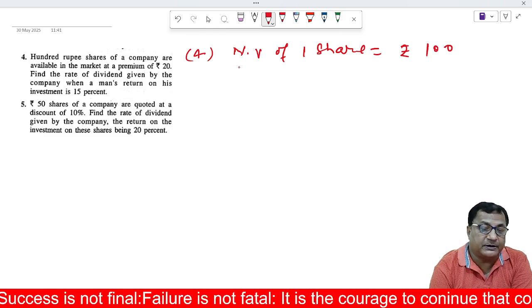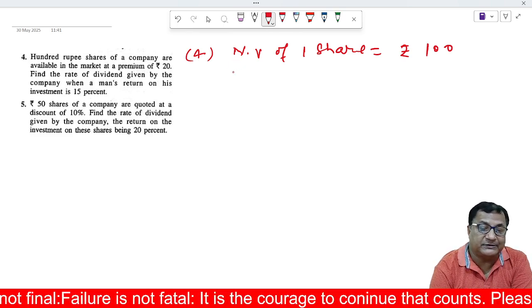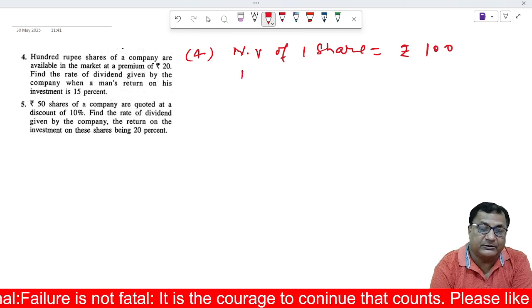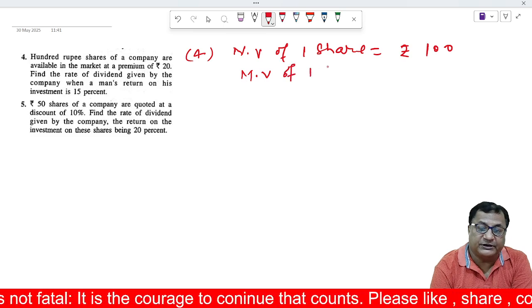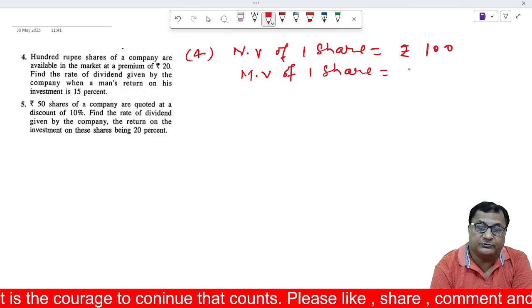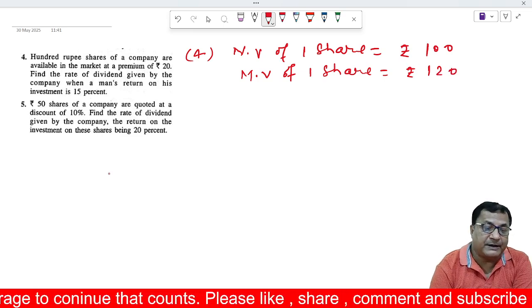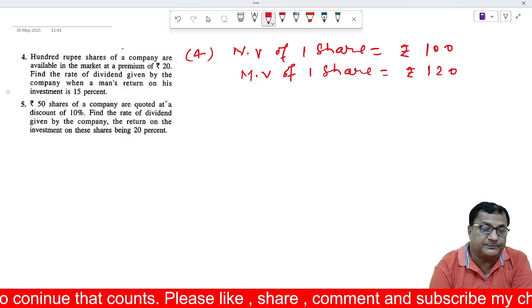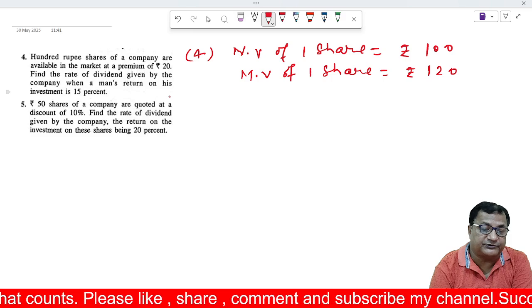100 rupees shares of a company are available in the market at a premium of rupees 20. Its market value of one share is equal to rupees 120. Find the rate of dividend given by the company when the man's return on his investment is 15%.